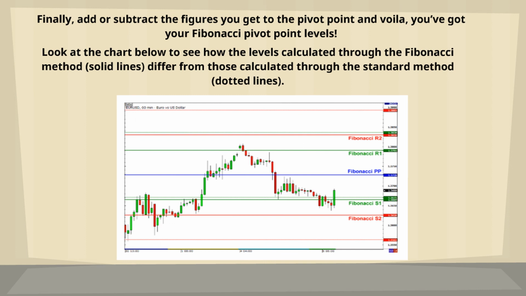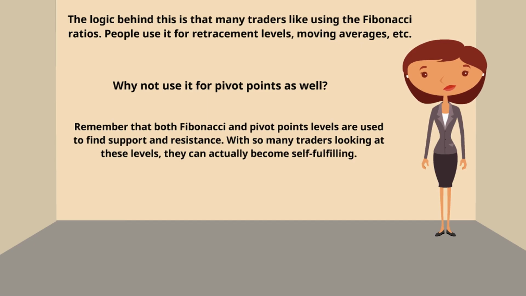Look at the chart below to see how the levels calculated through the Fibonacci method, solid lines, differ from those calculated through the standard method, dotted lines. The logic behind this is that many traders like using the Fibonacci ratios. People use it for retracement levels, moving averages, etc. Why not use it for pivot points as well? Remember that both Fibonacci and pivot points levels are used to find support and resistance. With so many traders looking at these levels, they can actually become self-fulfilling.